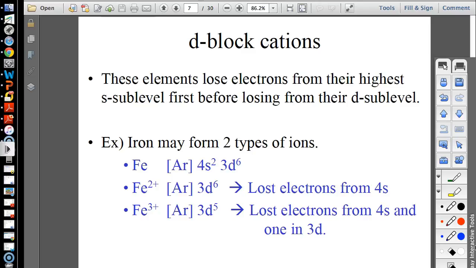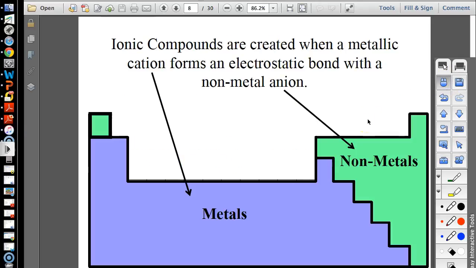So if we look at iron right here, there's iron 2+, and you can see it loses those 4s electrons, and then iron 3+ will lose one of the d electrons. So that's the issue. There you go.